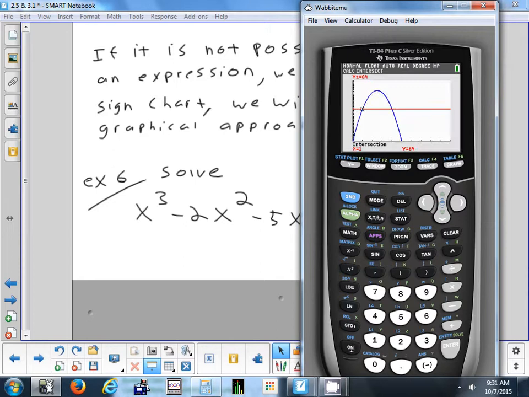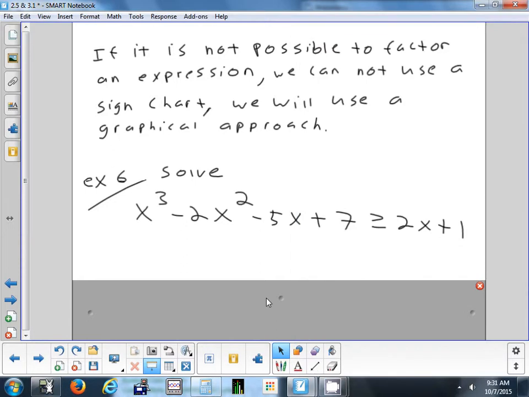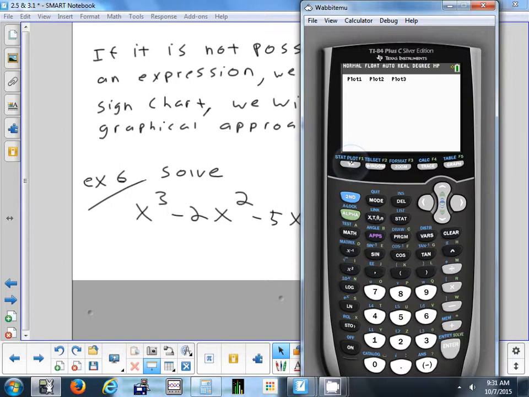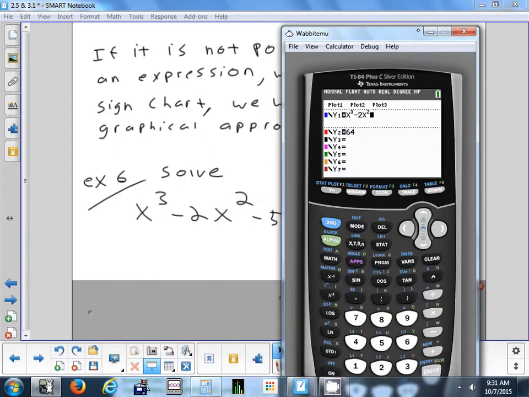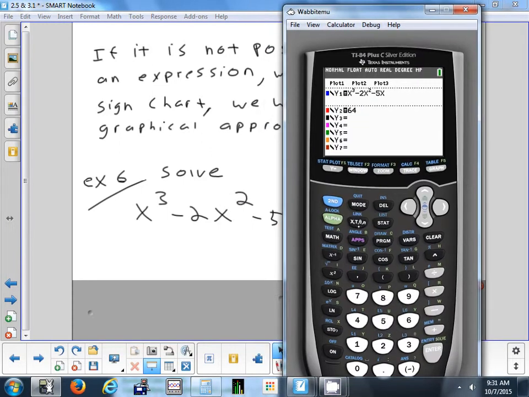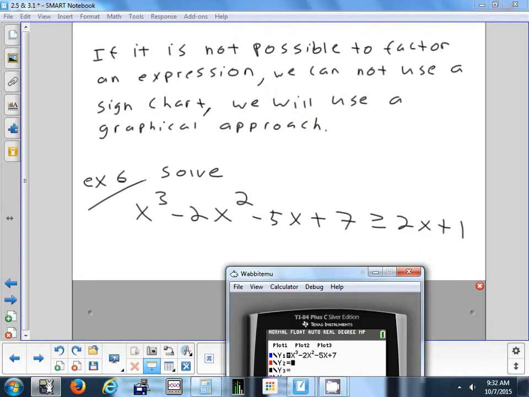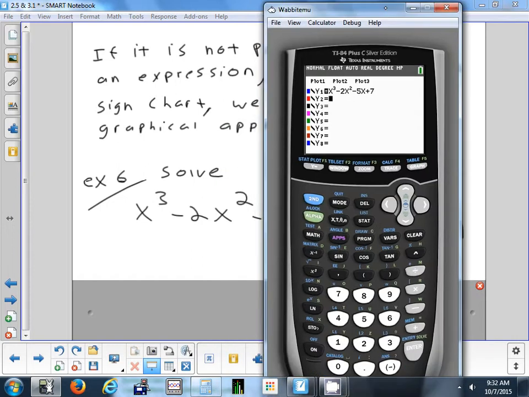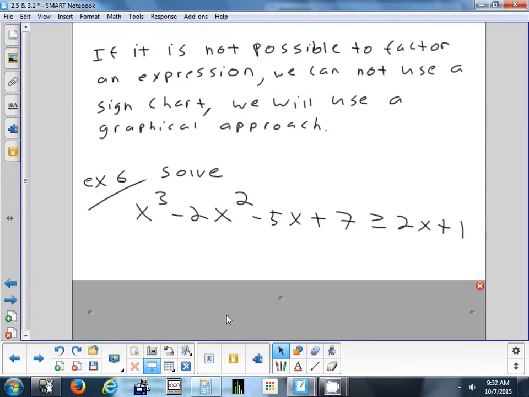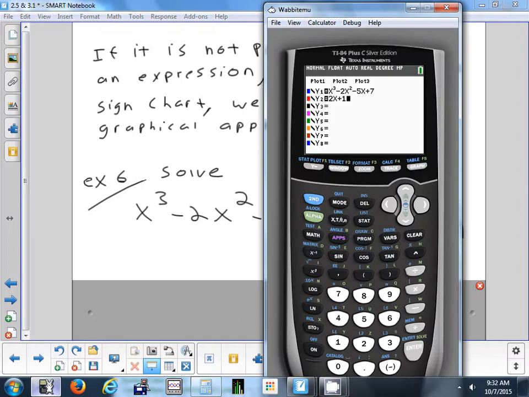All right. So what I'm going to do is put everything on the left in y1. So we got x cubed minus 2x squared minus 5x plus 7. And then in y2, put what's on the other side, 2x plus 1. And I want to know where what's on the left is above or equal to what's on the right. In other words, where is the blue line above the red line?